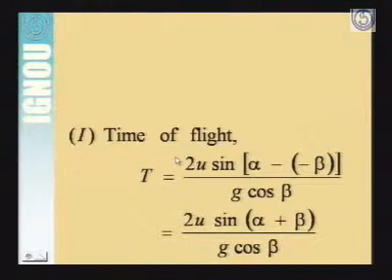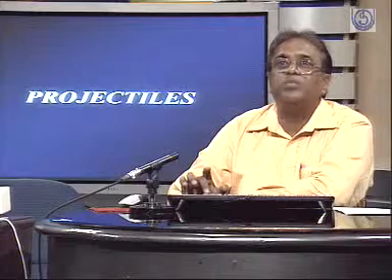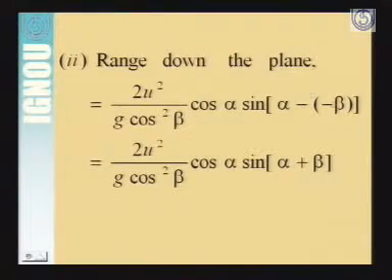So here you see the time of flight for the projectile down an inclined plane. If we want the expression for the time of flight T, we substitute beta as minus beta, so the time of flight comes out to be twice u sine (alpha plus beta) by g cos beta. Similarly for the range down the inclined plane, just substitute beta as minus beta and we get twice u square by g cos square beta, cos alpha sine (alpha plus beta).